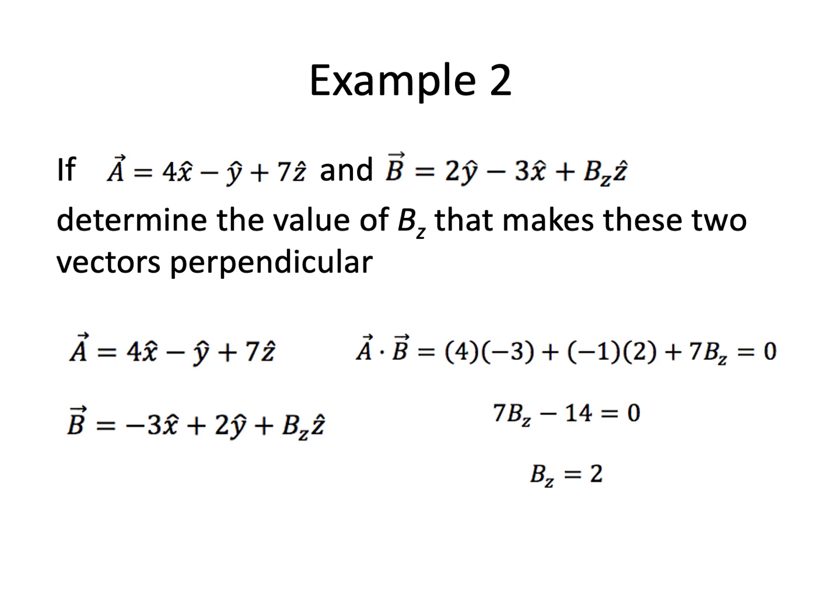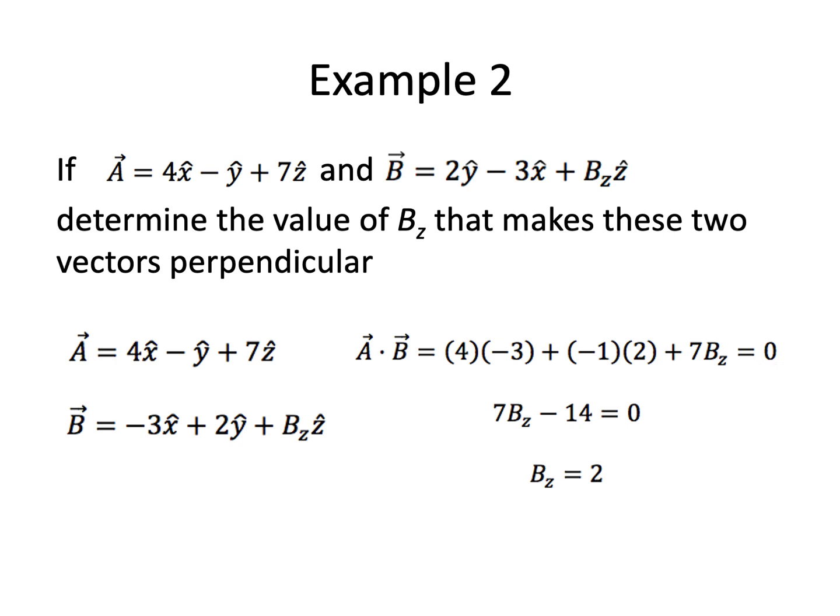I take the scalar product together, so I multiply together the x components, 4 times minus 3. You can see I've done that right here. That's going to give me minus 12. Here I've got minus 1 times 2, and so that's going to give me minus 2. And so then I've got plus 7bz. That's the scalar product. And since these two vectors are perpendicular, I know they're going to equal 0.